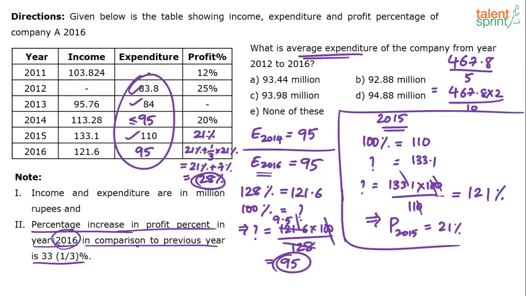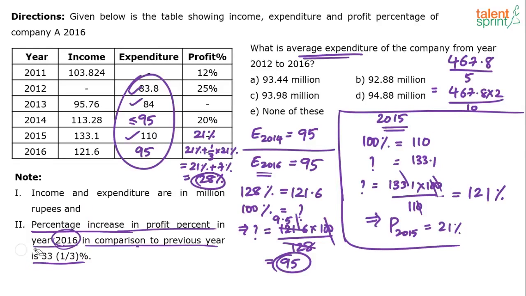This will give you the answer faster. Instead of taking it as by 5, you multiply by 2 and divide by 10. Because division by 10 is very easy, multiplication by 2 is also very easy. 467.8 into 2, 800 and 120, 920, 920 and 14, 934, 934 and 1.6, 935.6, 935.6 divided by 10. So 93.56. Yeah, so approximately 93.56.